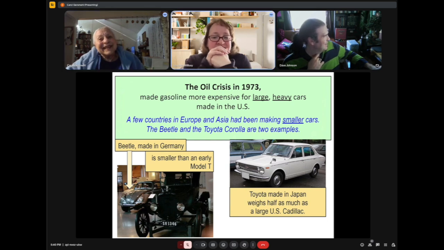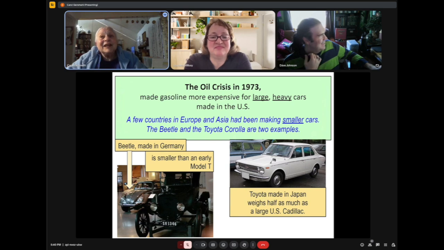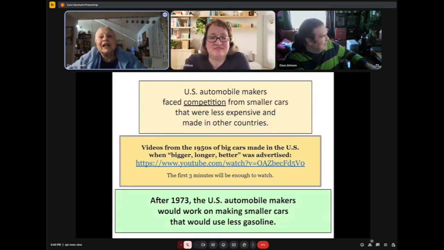So there was now some competition. And the American car companies had to figure out how to make smaller cars, and it took a little while. So that's what competition means.